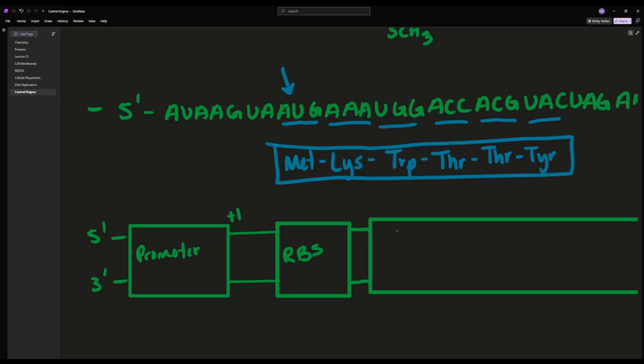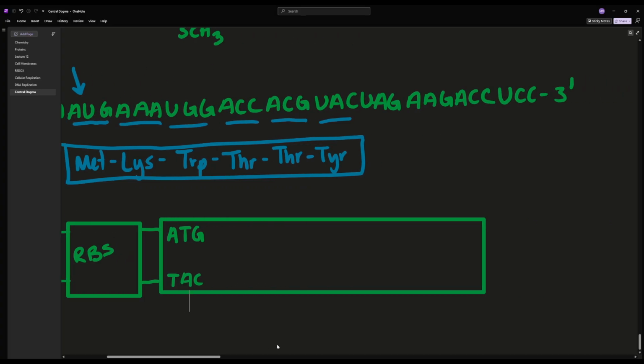Now, what we want to do is find our coding strand, and I see this is my 5' end, so 5' to 3', this is going to be my coding strand. Here I'm going to find my start codon, but remember this is DNA, so this is going to be an ATG. In the template strand, it's going to be a TAC. This now, like I said, is our protein coding sequence.